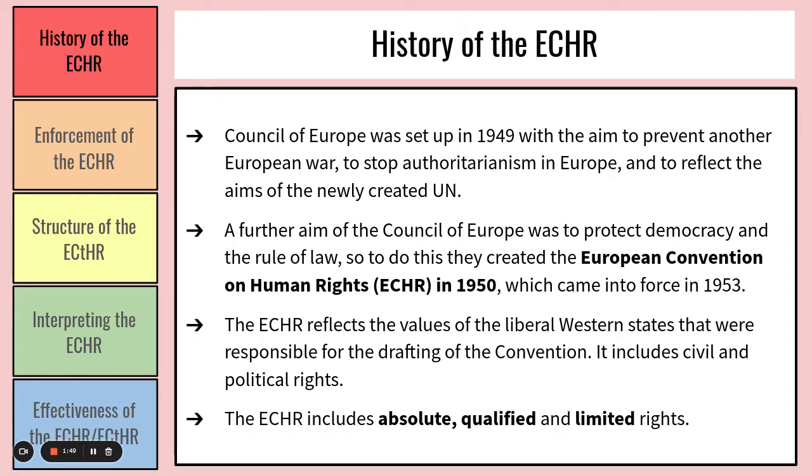The European Convention includes absolute, qualified and limited rights. Your absolute rights are things like your right to life, freedom from torture, freedom from slavery. Your qualified rights are things like the right to a private life and freedom of expression. These need to be balanced against each other. We're going to have a look at proportionality and margin of appreciation in a second. And limited rights as well: these are things like the right to a fair trial. They can be moved away from in certain circumstances.